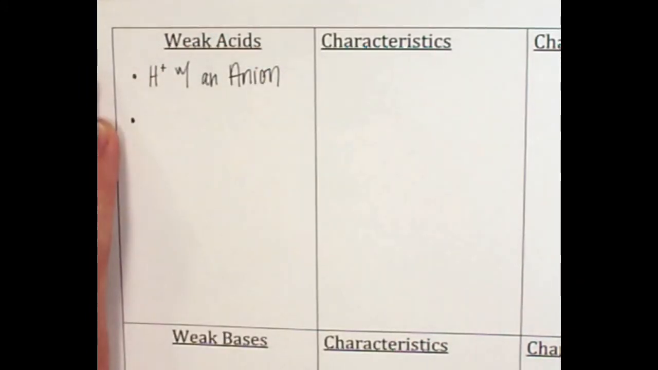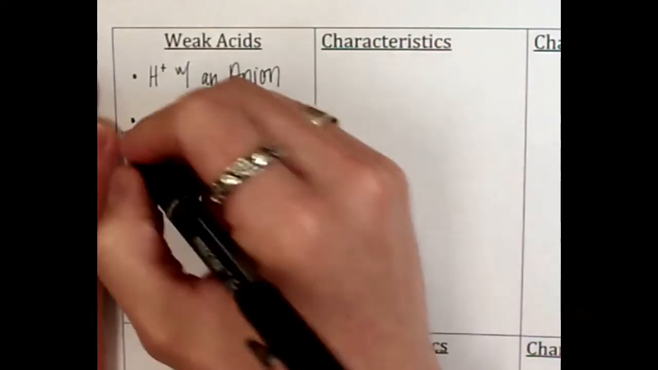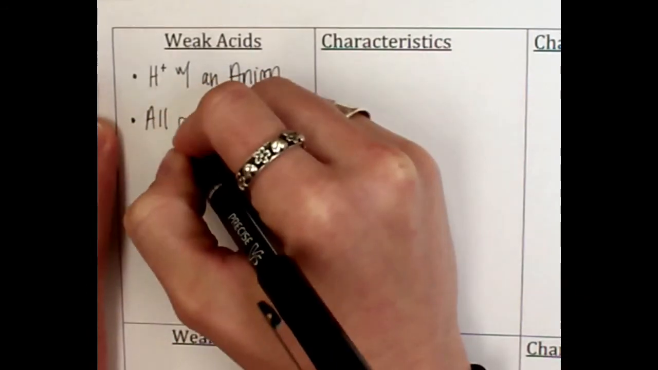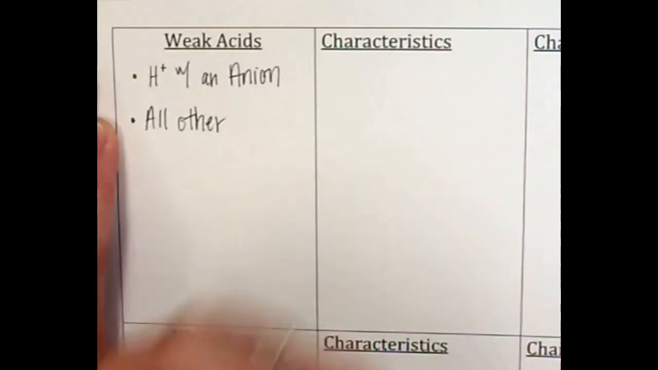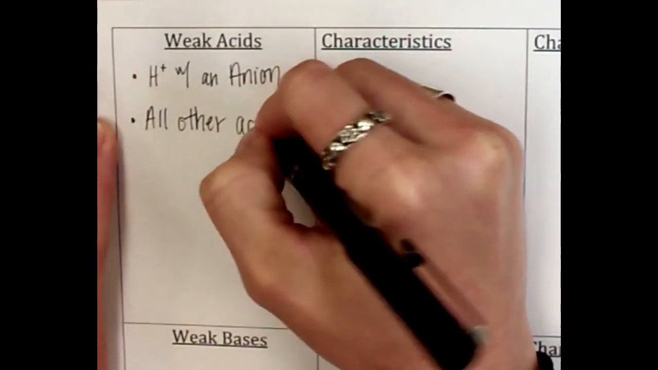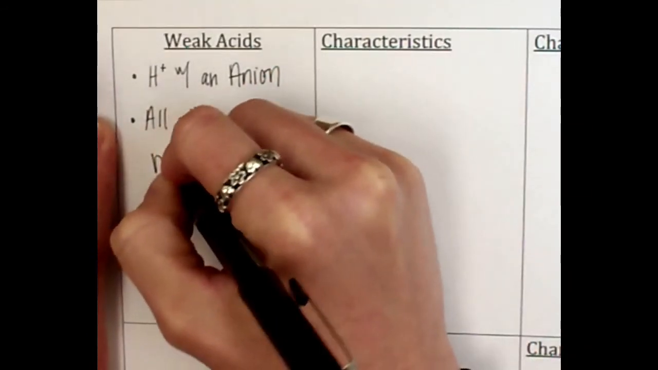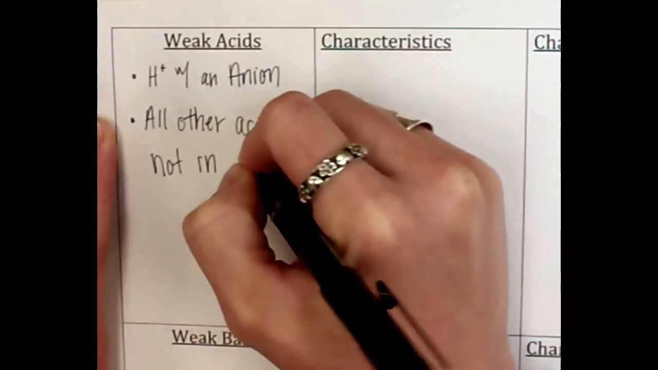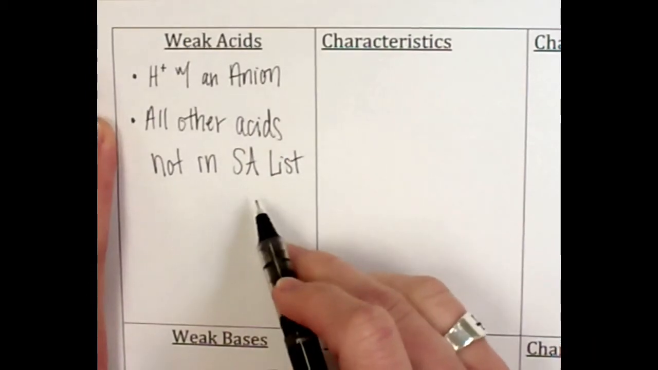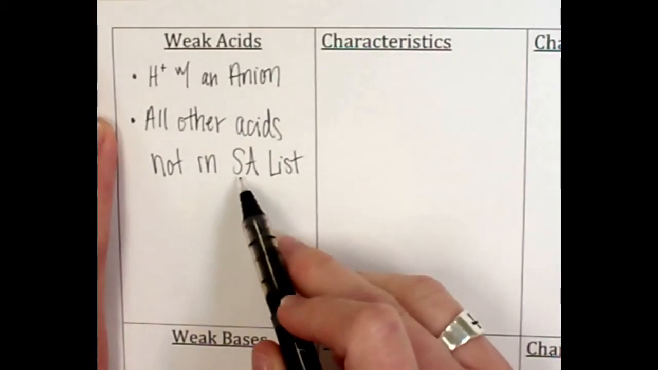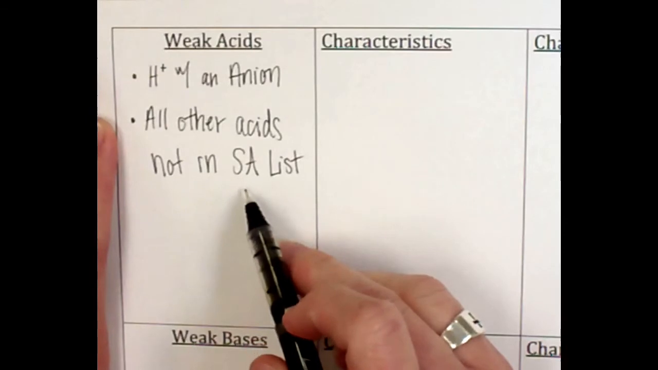The second thing is, because we want to know what's a strong acid and what's a weak acid, we're going to give you a list of what the strong acids are. So a weak acid is going to be all of your other acids that aren't included in your strong acid list. Now, I put SA, we're not talking about San Antonio. I'm just going to abbreviate and put S for strong, A for acid.